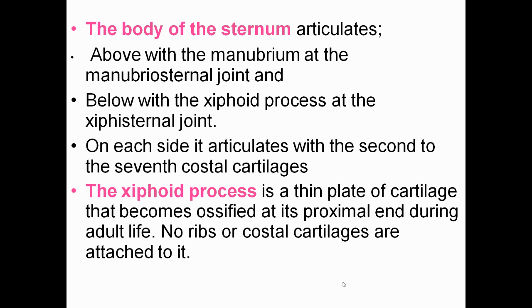The xiphoid process is a thin plate of cartilage that becomes ossified at its proximal end during adult life. No ribs or costal cartilage are attached to it.